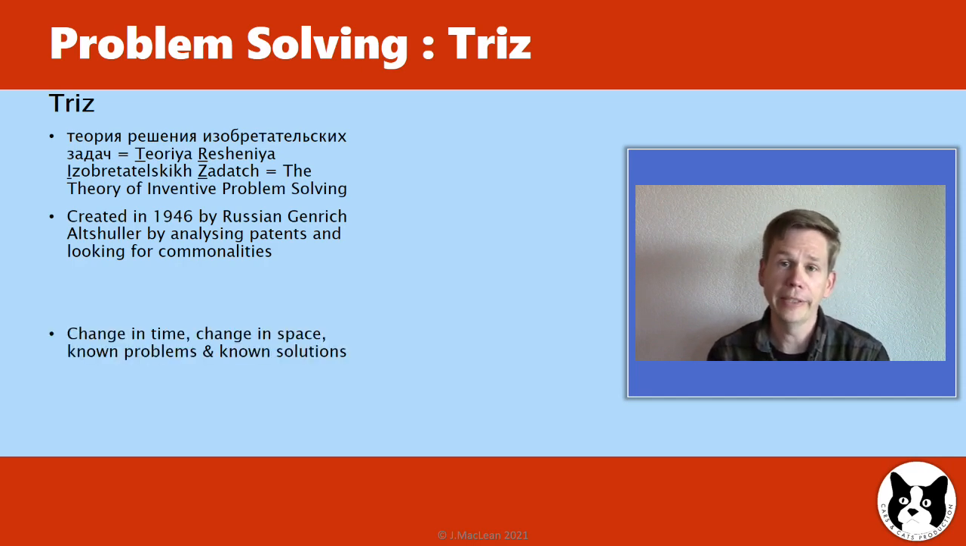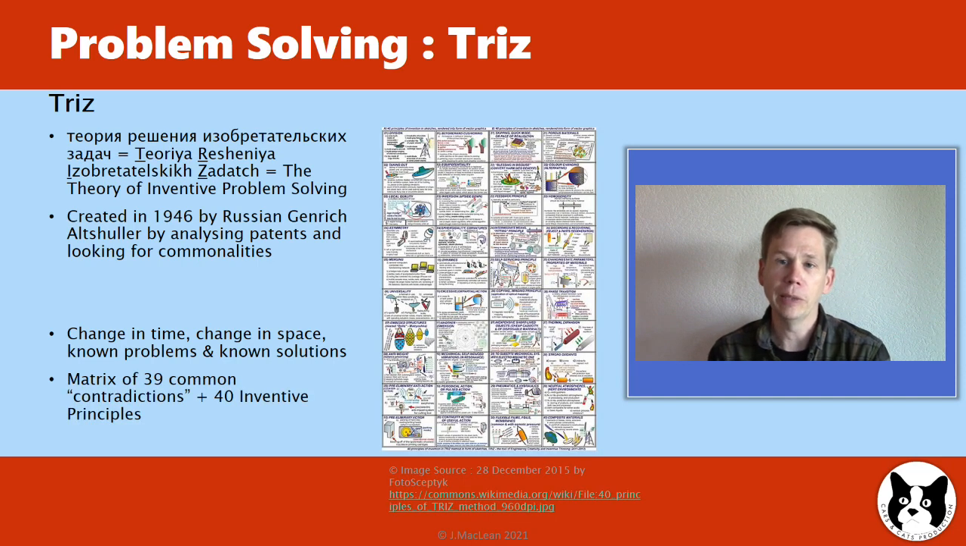So he built this into a tool, and that tool says that if you look at the change in time of an item or a problem, you look at the change in space of an item or a problem, you look at known problems from those patents or known solutions from those patents, you will be able to find a solution. And he developed this matrix of 39 common contradictions and 40 inventive principles, and you can look at it online. And it's very, very interesting, particularly for hardware engineering problems.